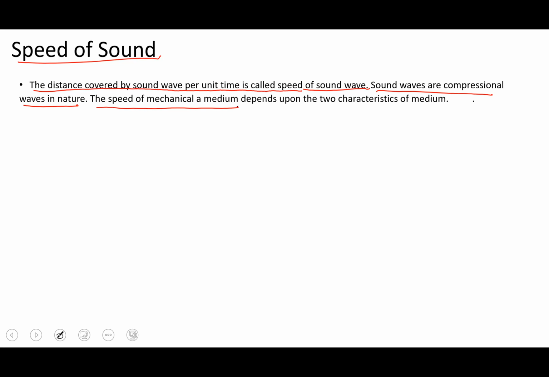The speed in a mechanical medium, because it requires a medium to travel from one place to another, depends upon two characteristics of the medium. Number one, density, how dense a medium is. If the medium is denser, the sound will travel faster. If the medium is less dense, the sound will travel slower. And the second thing is the elasticity of the medium. That means when the deforming force is removed from the medium, it returns to its original position, or in simple words, the ratio between stress and strain.